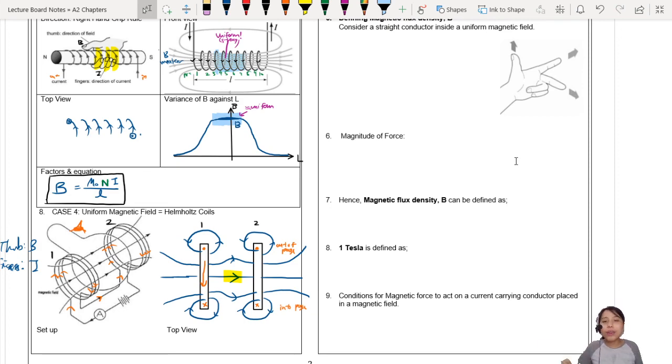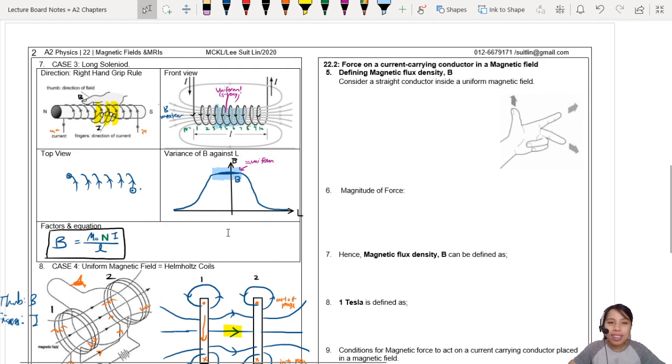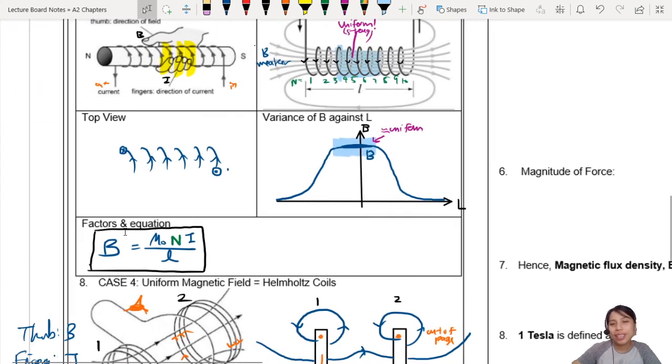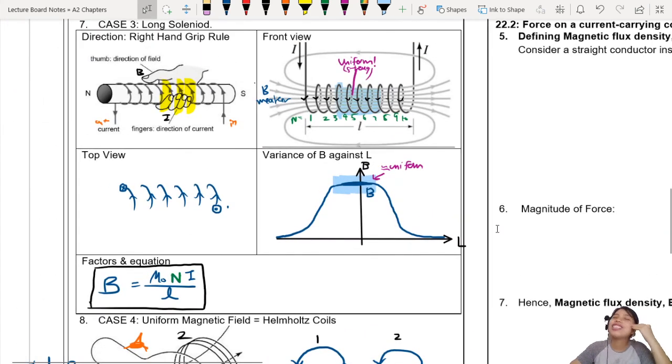Okay, so that's all for this first part, electromagnets and how you can calculate and know what the magnetic field looks like. Okay, that's all for this section. See you in the next one.